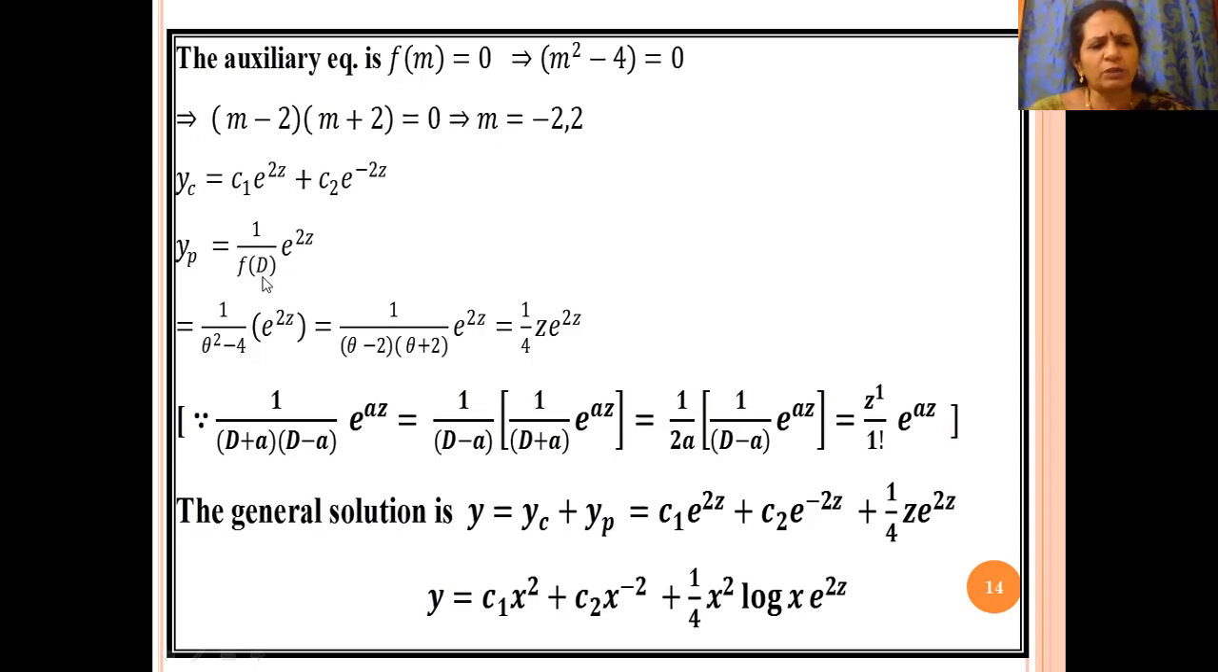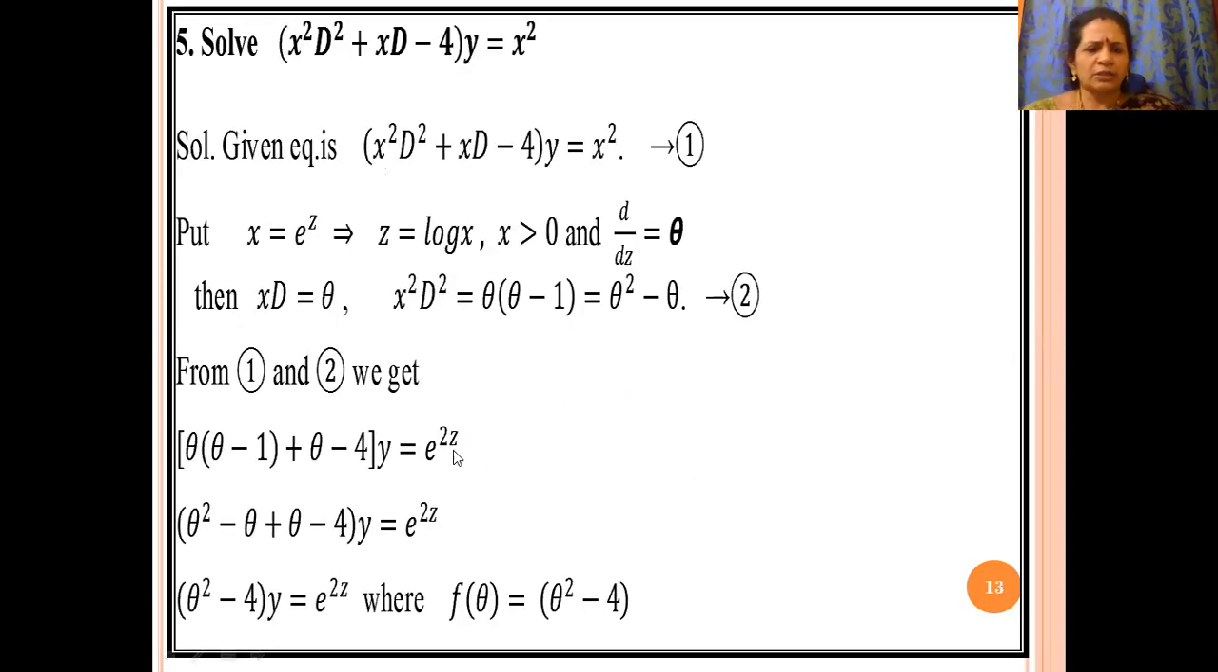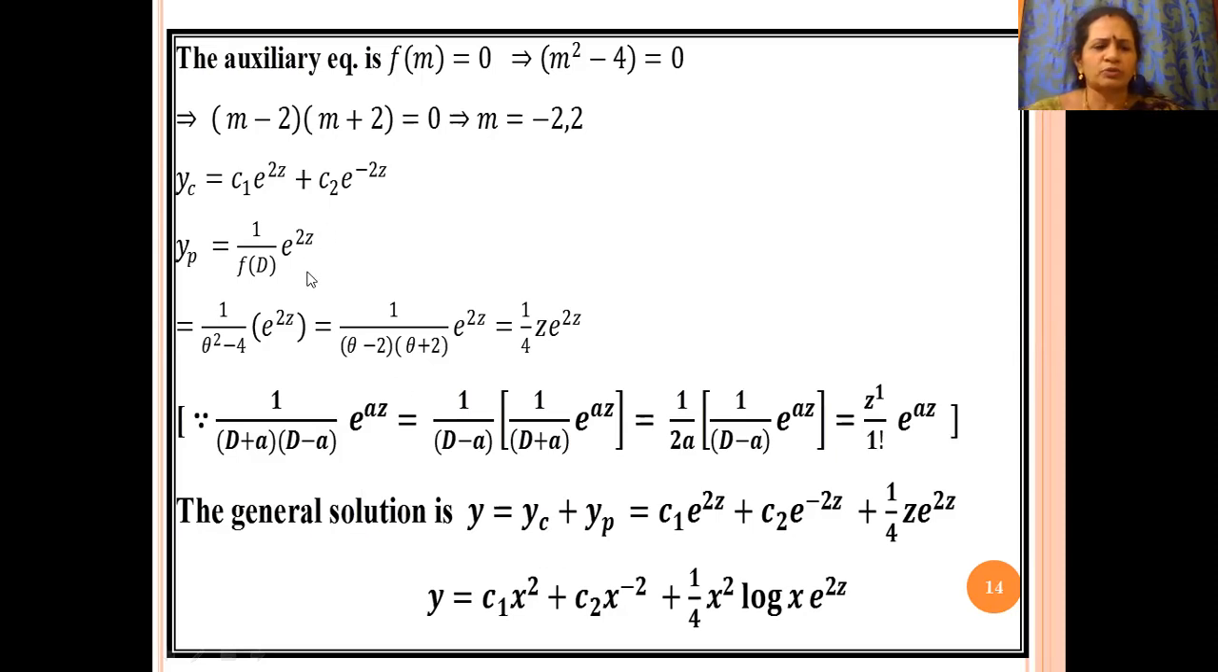In the same way, coming to the particular integral, yp is equal to 1 by f of D into e power 2z. So the q value is e power 2z here. I will show the q value here. What is the q value? See here, this is the q value, e power 2z. The same q value is substituted here for finding the yp. Now here f of D is theta square minus 4, which can be written as theta minus 2 into theta plus 2, e power 2z.